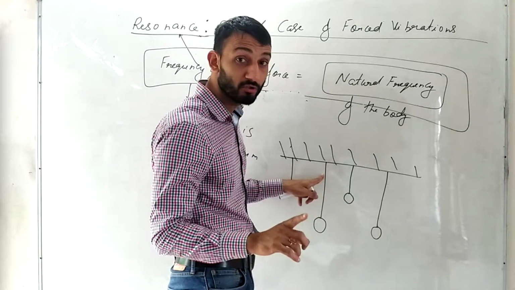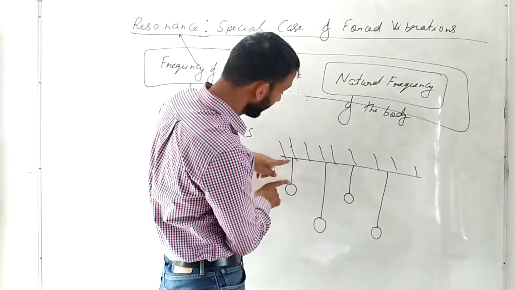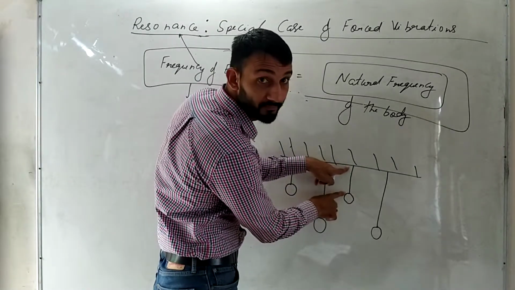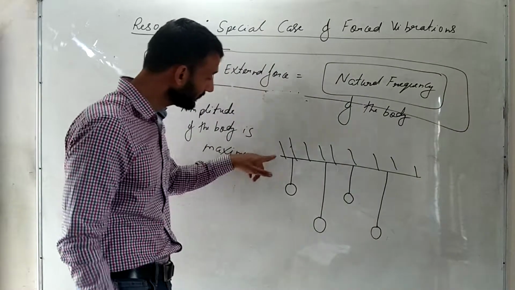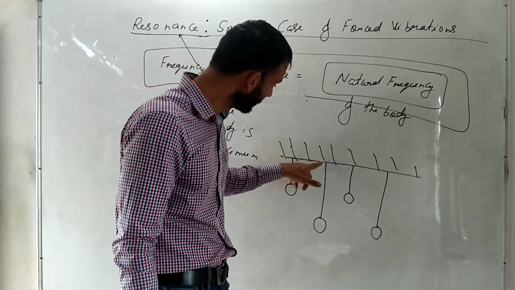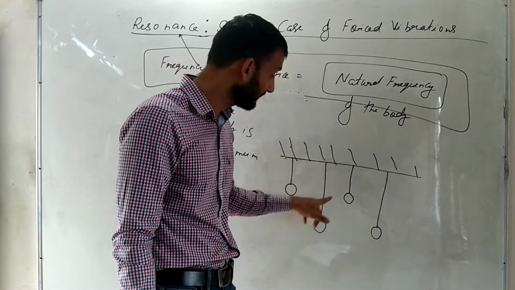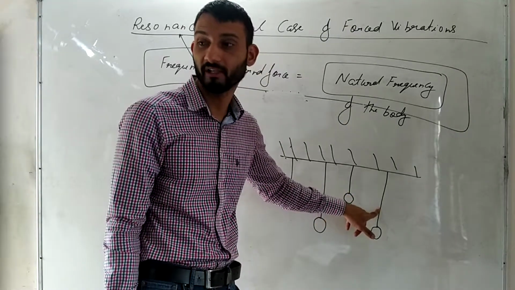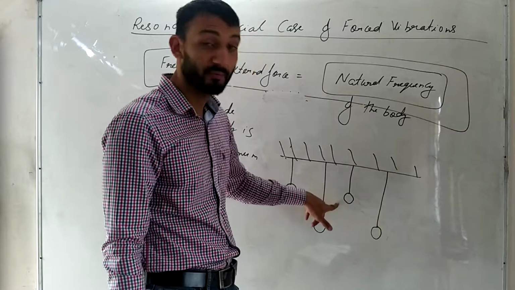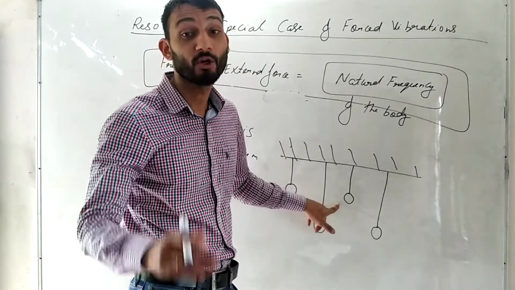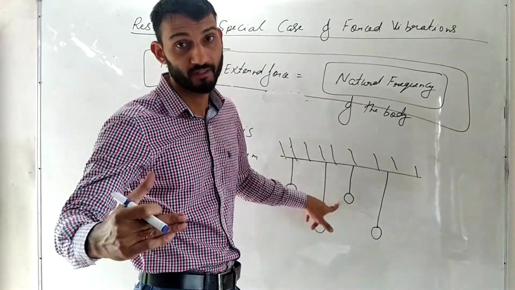Okay, now you know that in a pendulum the frequency depends on the length. So what happens is, the vibrations are going to travel through this rod, and then this pendulum will also vibrate, this will also vibrate, and this will also vibrate. But what you will notice is that this pendulum and this pendulum will start vibrating with a rhythm. They will follow a rhythm.